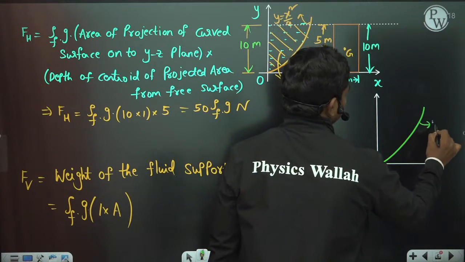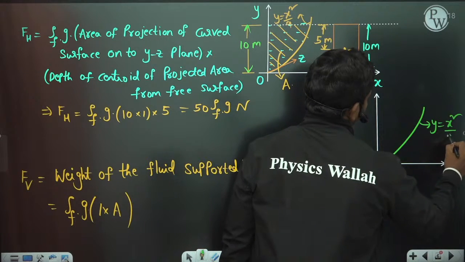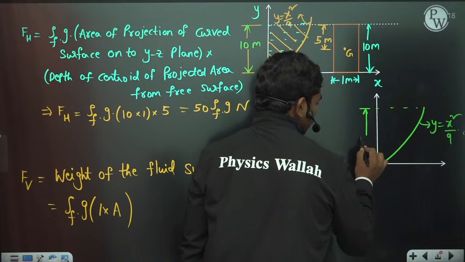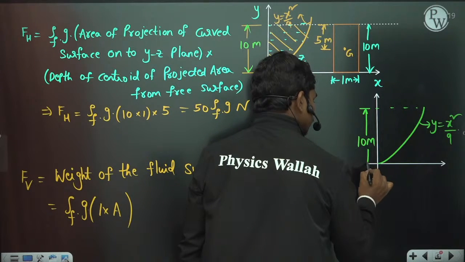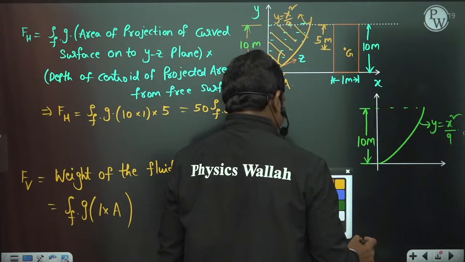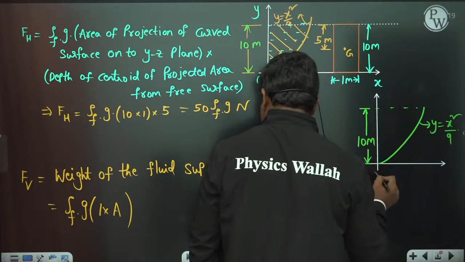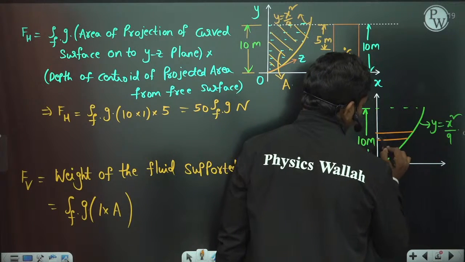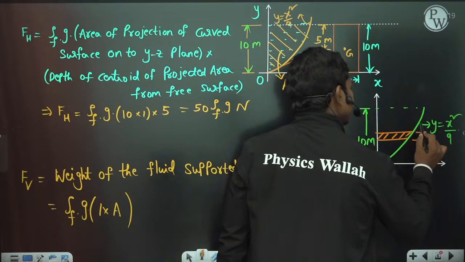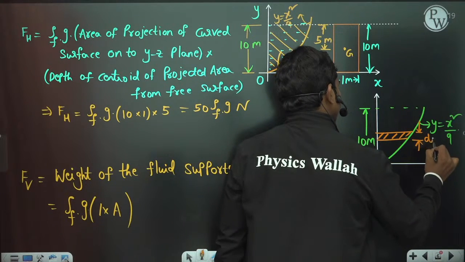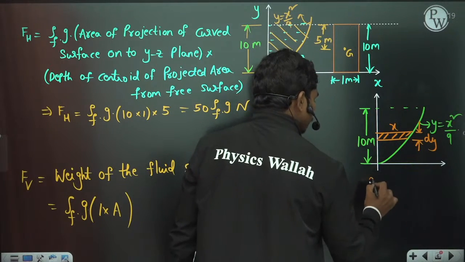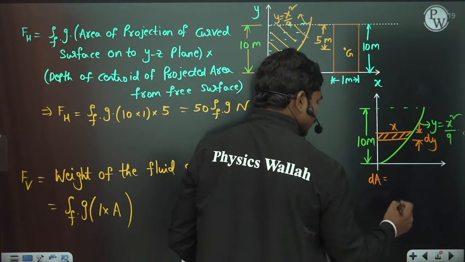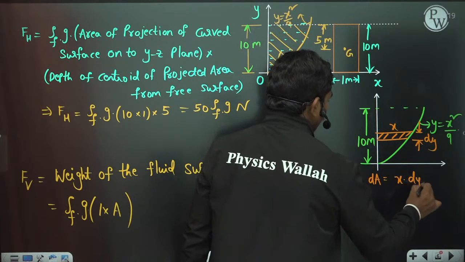This is y is equal to x square by 9. If you want this area, then this dimension is 10 meters and this dimension is 10 meters. In that case, you take a horizontal strip. This dimension is dy, and let us suppose this is x. So the elemental area dA is x times dy, because it is a rectangle. So dA is x into dy.